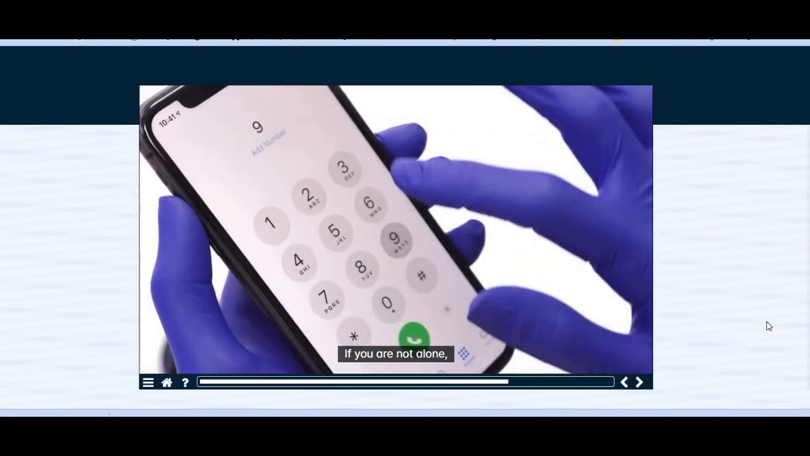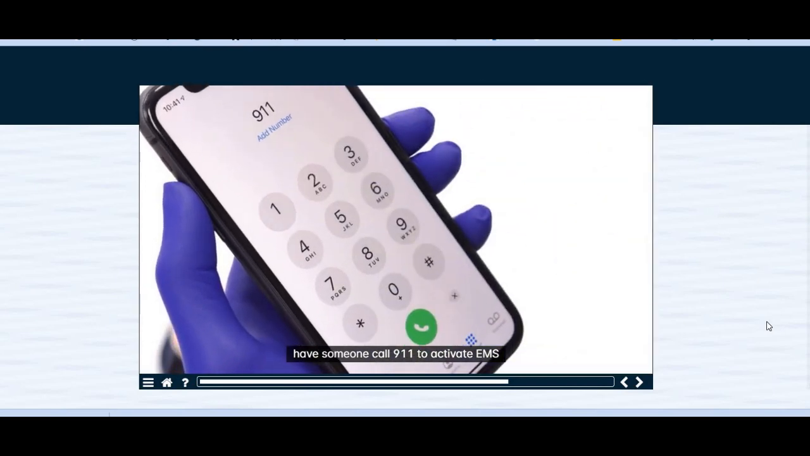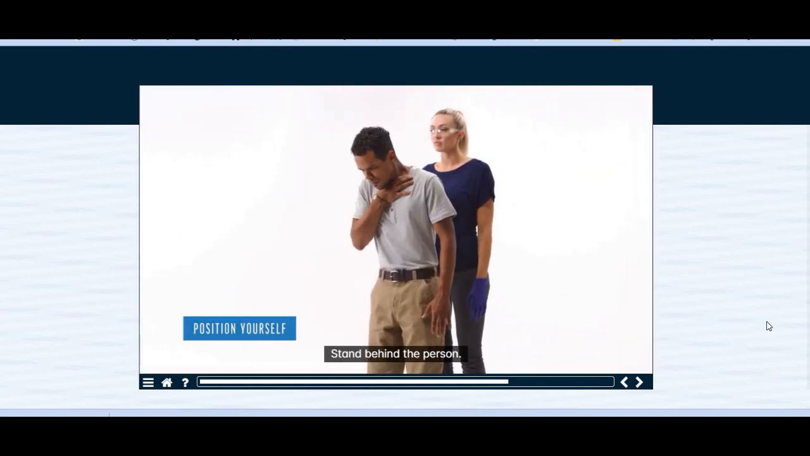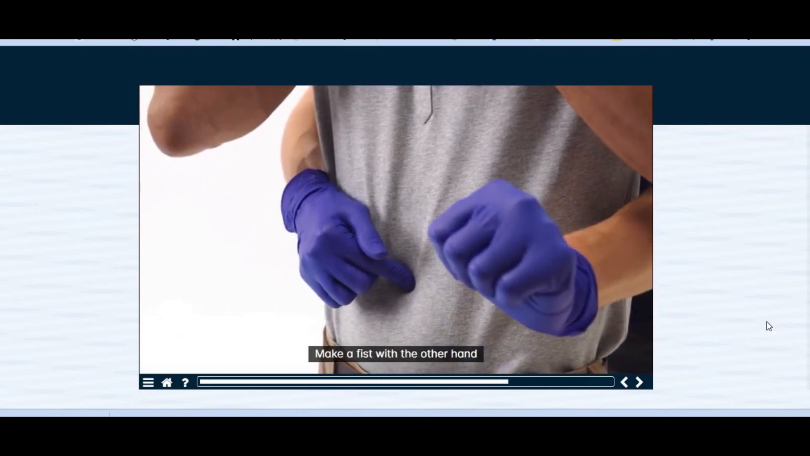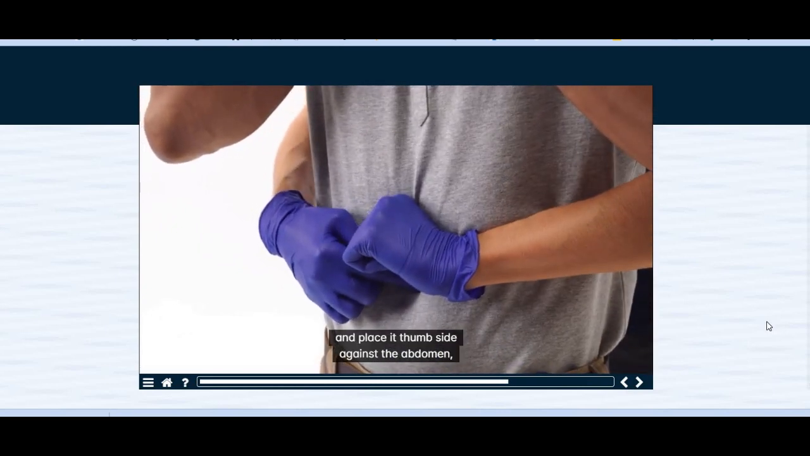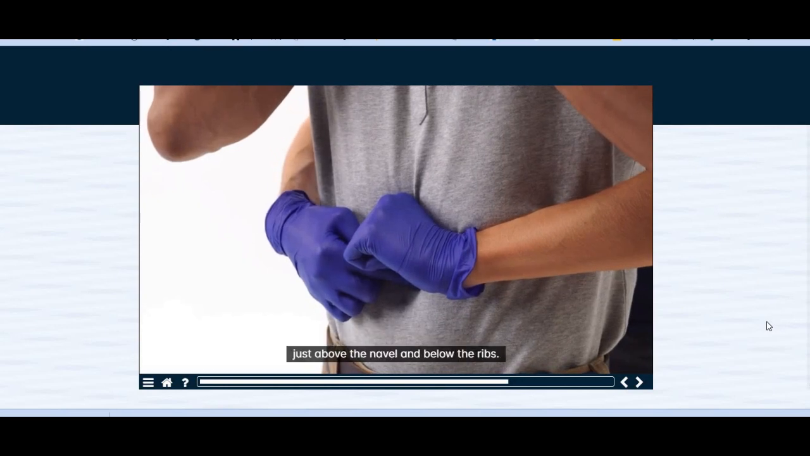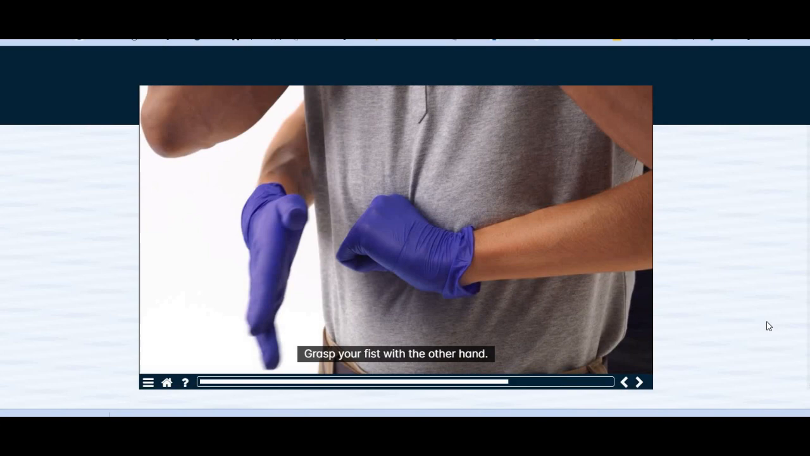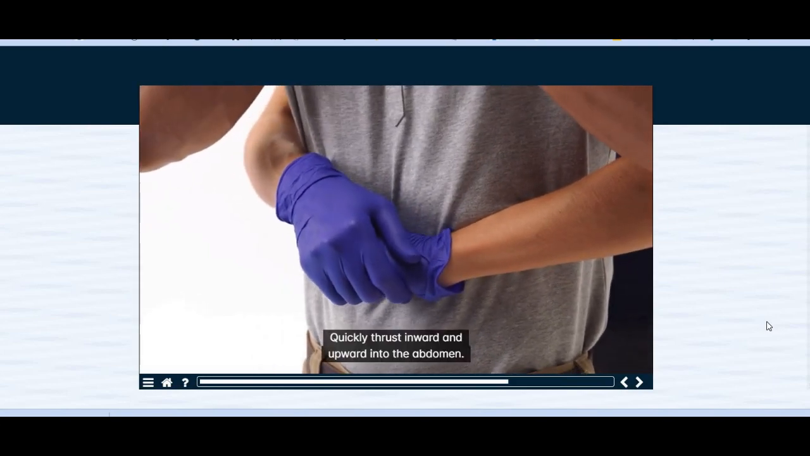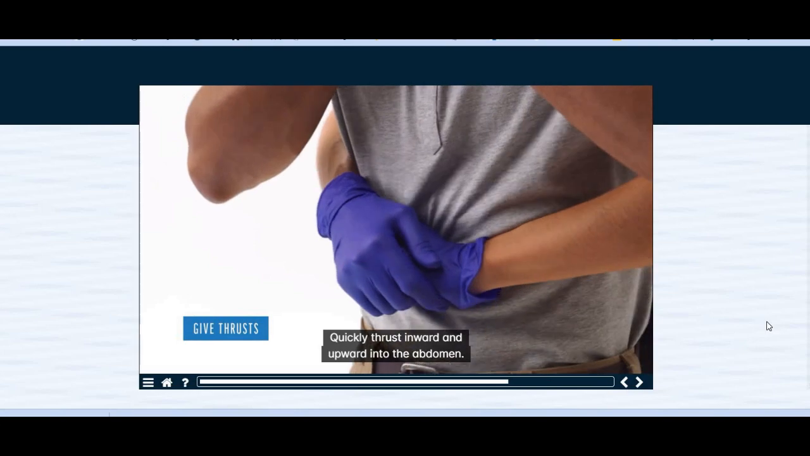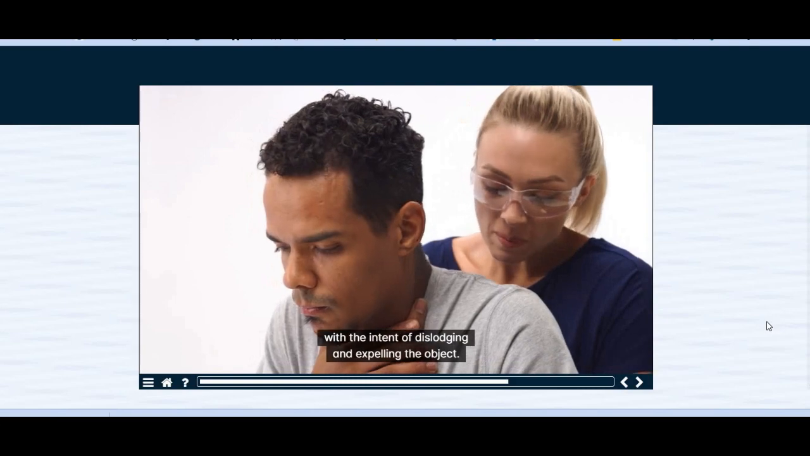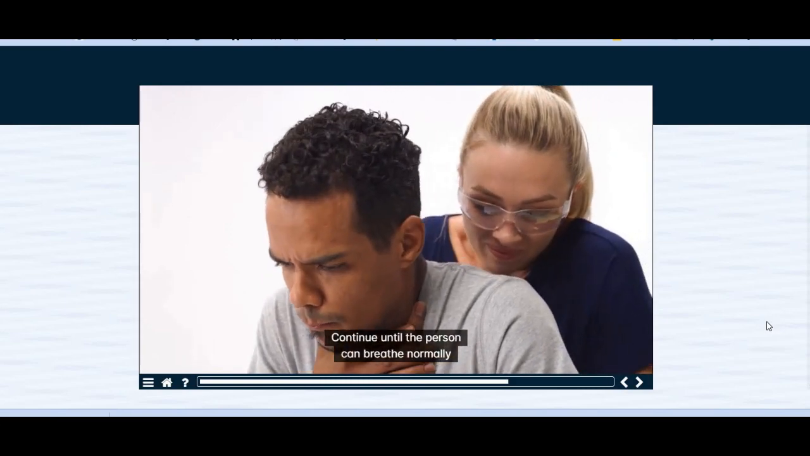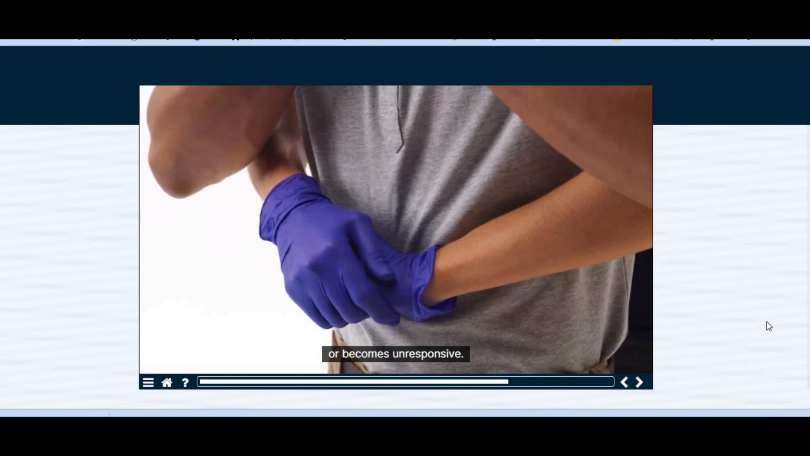If you are not alone, have someone call 911 to activate EMS using a mobile device or activate your EAP. Stand behind the person. Reach around and locate the navel. Make a fist with the other hand and place it thumb side against the abdomen, just above the navel and below the ribs. Grasp your fist with the other hand. Quickly thrust inward and upward into the abdomen. Repeat. Each thrust needs to be given with the intent of dislodging and expelling the object. Continue until the person can breathe normally or becomes unresponsive.